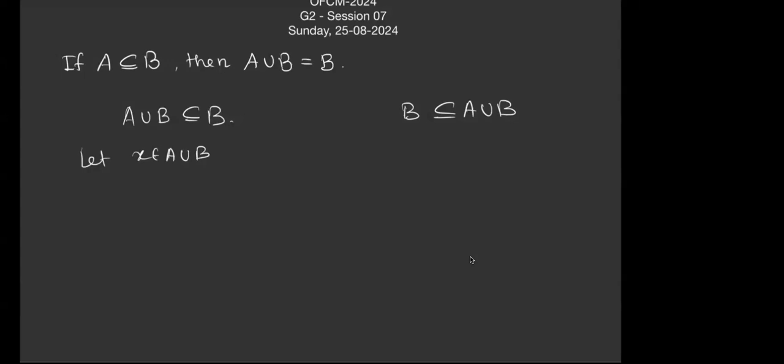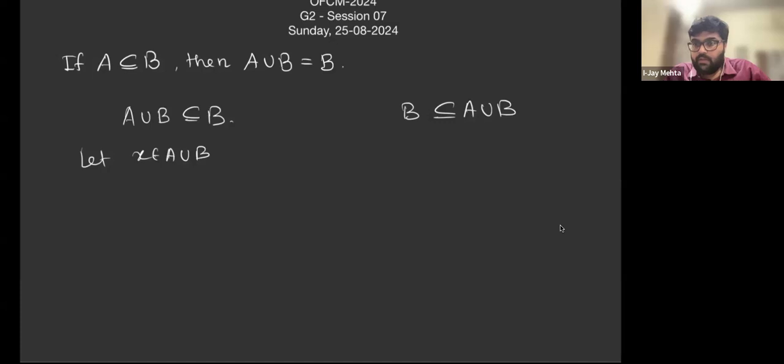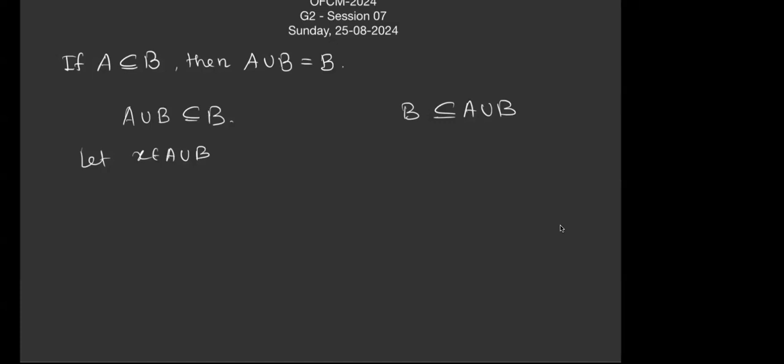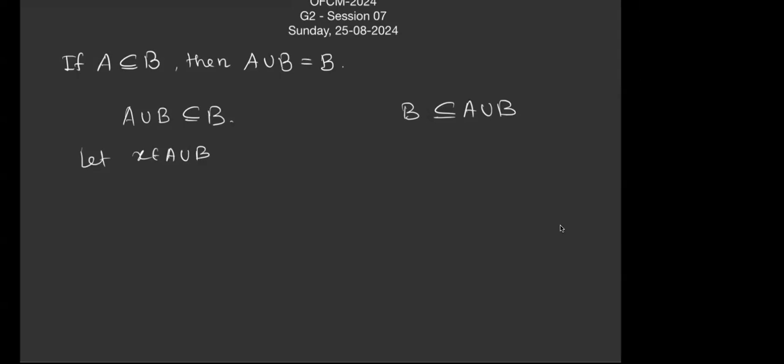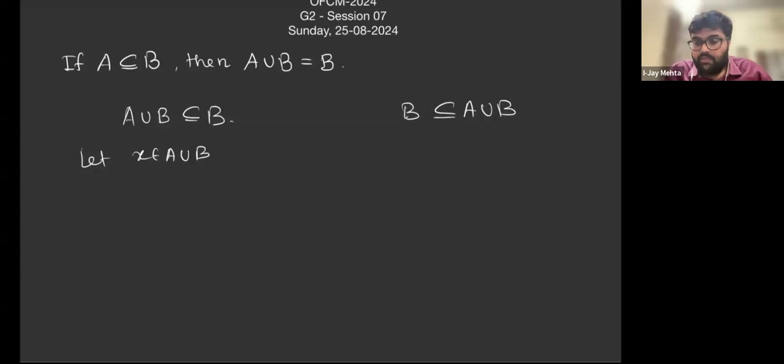We have to show that B is subset of A union B. So we fix an element X which belongs in B. So by definition of union, we have X which belongs in A union B. That is X is in A or X is in B. So we have given that X belongs in B. So it follows that X belongs in A union B. So B is a subset of A union B. Good. Very good.